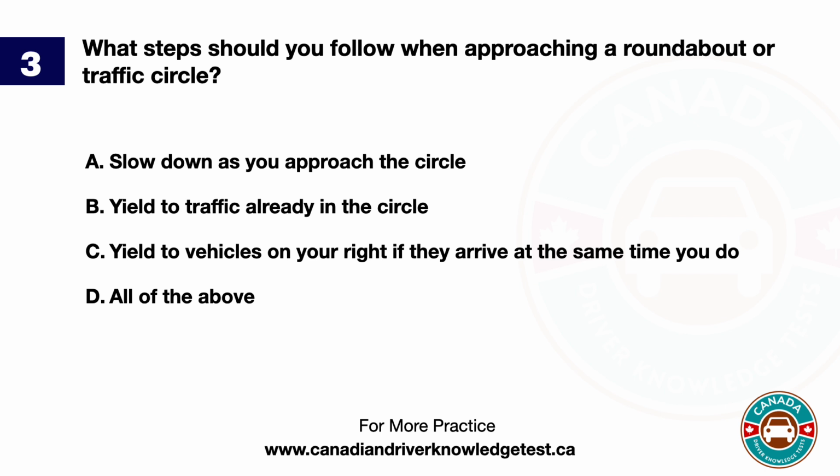Question 3. What steps should you follow when approaching a roundabout or traffic circle? A. Slow down as you approach the circle. B. Yield to traffic already in the circle. C. Yield to vehicles on your right if they arrive at the same time you do. D. All of the above. The answer is D. All of the above.